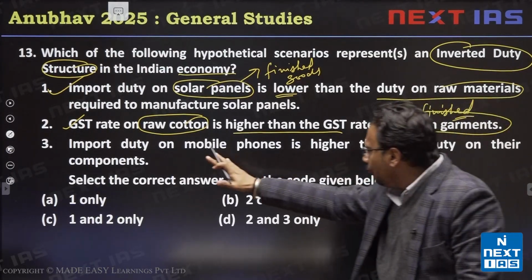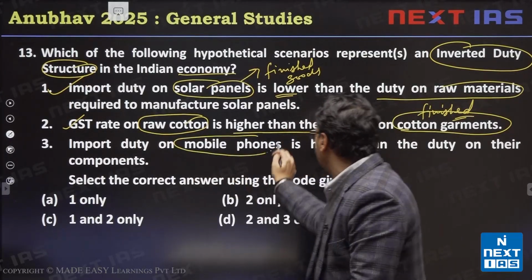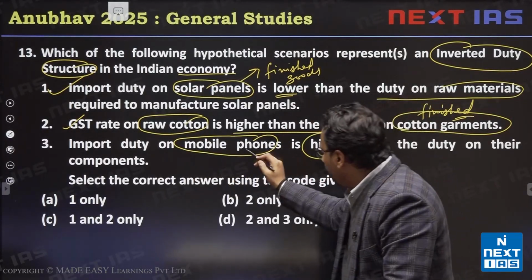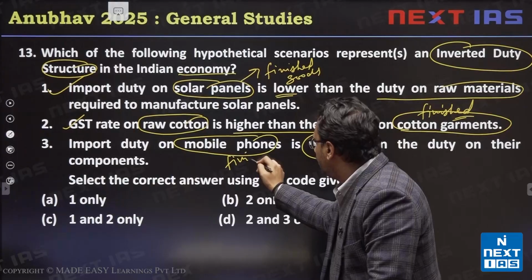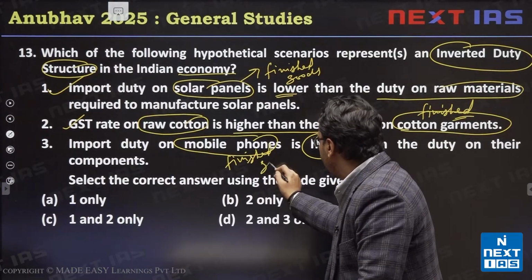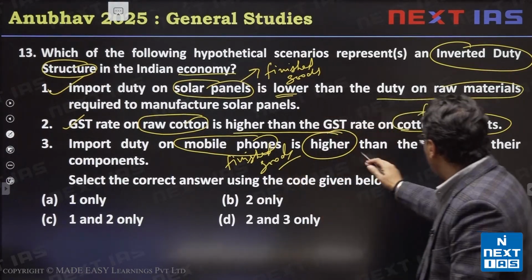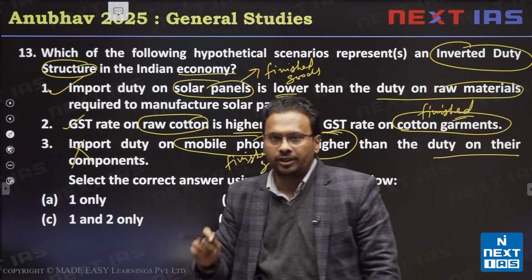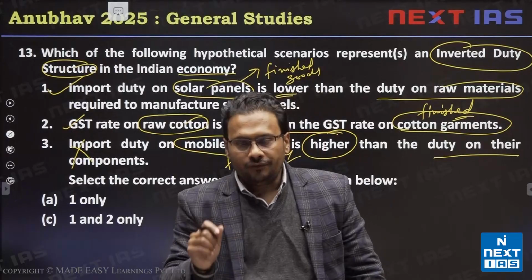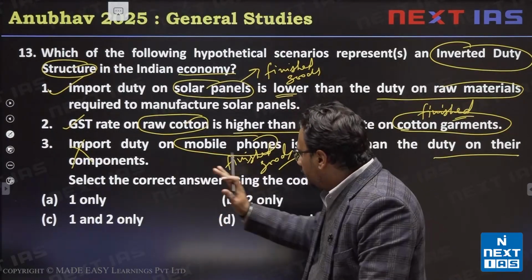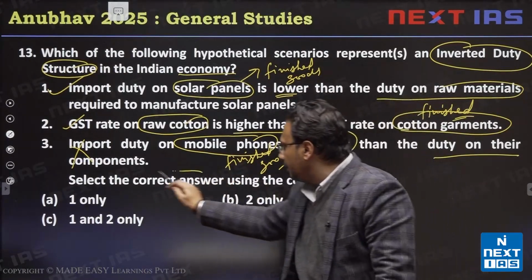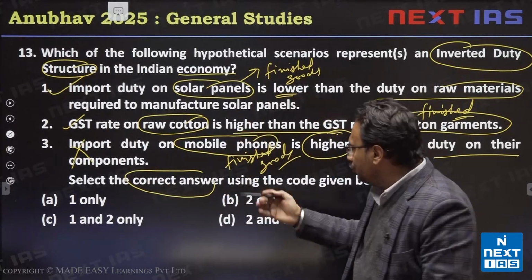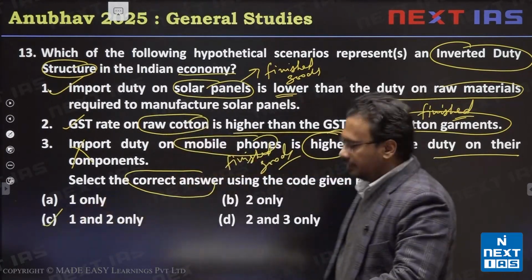Third, the import duty on mobile phones is higher. Mobile phones are finished goods, and the duty on finished goods is higher than the duty on their components. This definitely goes against the very basic definition of an inverted duty structure. So statement 3 is incorrect. The answer has to be 1 and 2, so C has to be the correct answer.